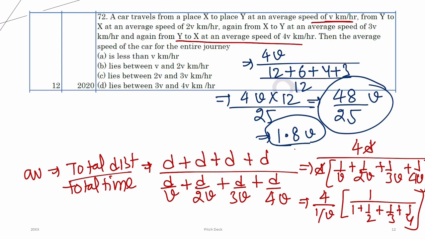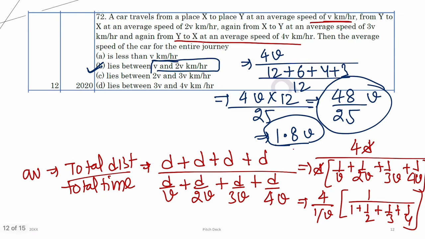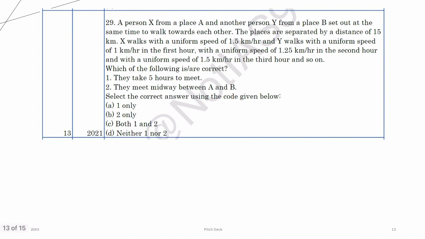So is it less than v? No. It lies between v and 2v. This is the answer. 1.8 something is lying between v and 2v, and that is the answer. I hope this is correct. This is clear. Moving on to the next question.